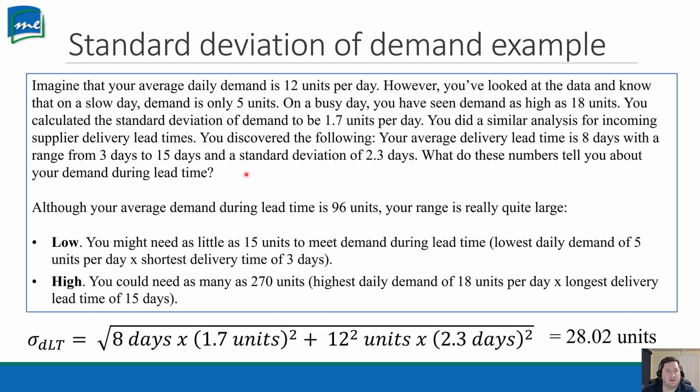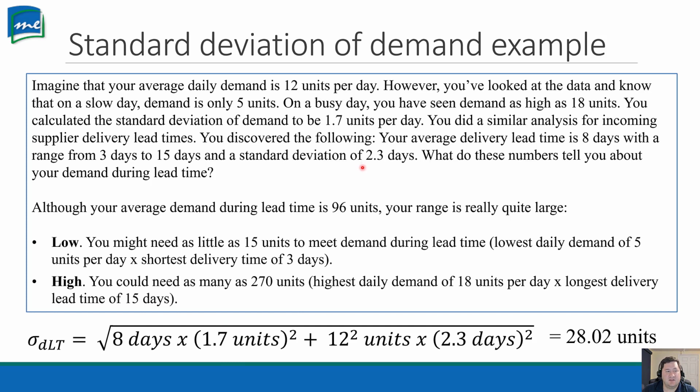So if we look at this scenario here, imagine that your average daily demand is 12 units per day. Okay, so we know that we have 12 units per day. That's our average daily demand, so that went right in here. However, when you're looking at the data, you know that on a slow day, demand is only 5. So on the low end, we're selling 5 a day. If busy, we sell as many as 18. It's a huge difference there. That's a 13 unit difference. You calculate the standard deviation of demand to be 1.7 units per day. And you see that right here.